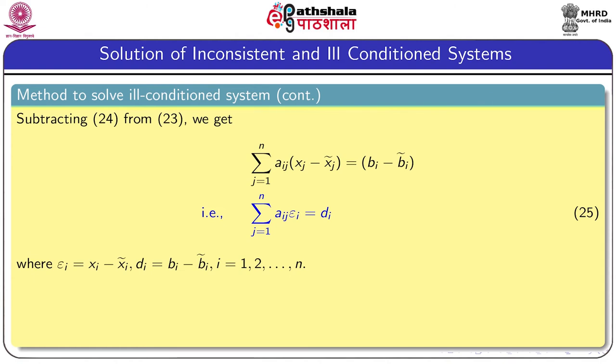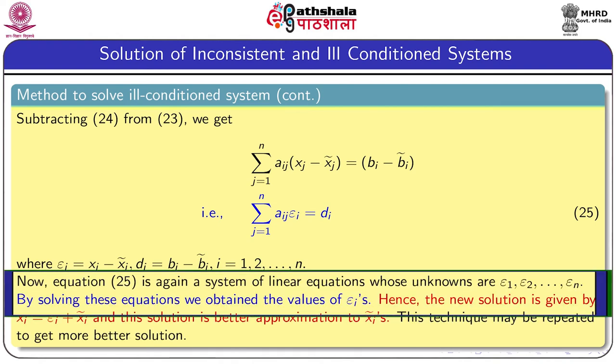Subtracting equation 24 from equation 23, we get summation over j equal to 1 to n aij into (xj minus xj tilde) equal to bi minus bi tilde. Note that xj minus xj tilde is the difference between the exact solution and the approximate solution, and similarly bi minus bi tilde represents the difference between right hand vectors. That is, this equation can be written as summation over j equal to 1 to n aij epsilon j equal to di, where epsilon i equal to xi minus xi tilde represents the error, di is the difference between the right hand vectors bi and bi tilde, and this is true for all i equal to 1 to n.